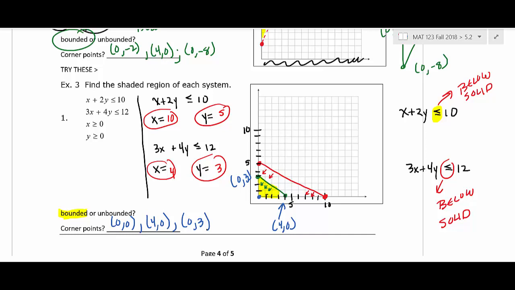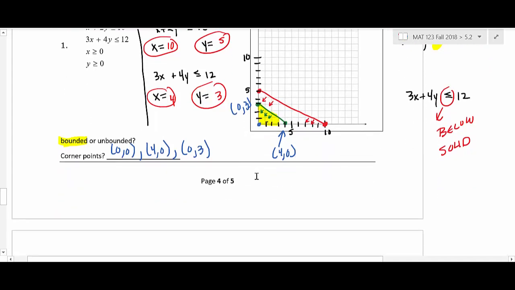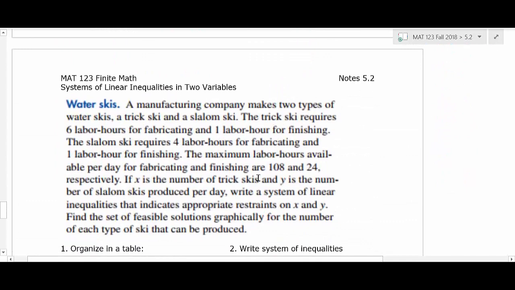Okay. The hardest part sometimes for students is figuring out the shaded region. You just got to try to figure out which region they come together. That's less than, below both lines. That's why you would get the solution you did.